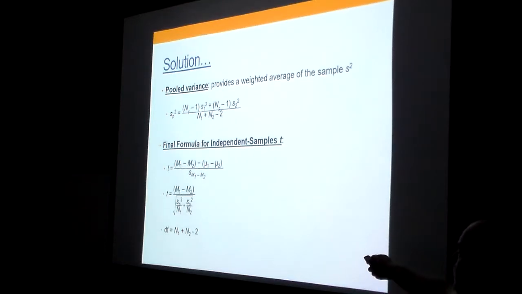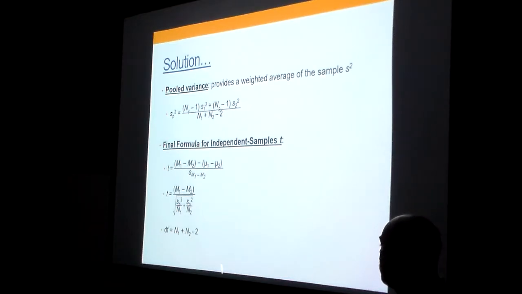Okay, be careful. This is variance, not standard deviation. Okay, this is sample size, not degrees of freedom. Make sure you're clear on those things. Okay, and then degrees of freedom for our full test is the number of people in sample 1 plus number of people in sample 2 minus 2.